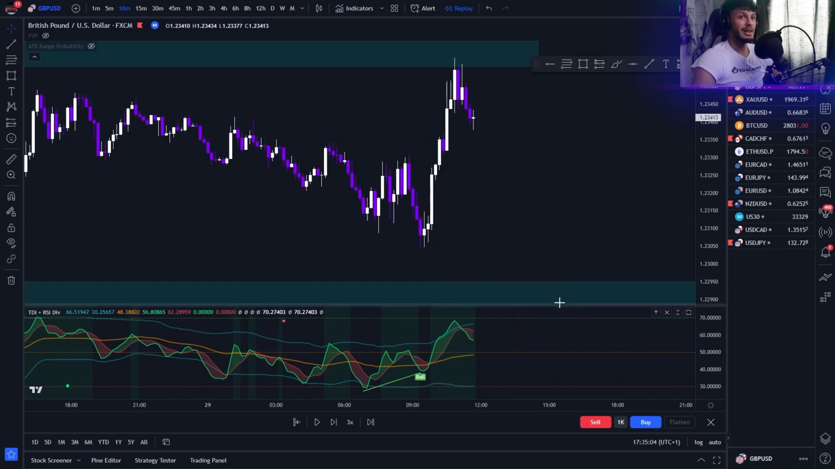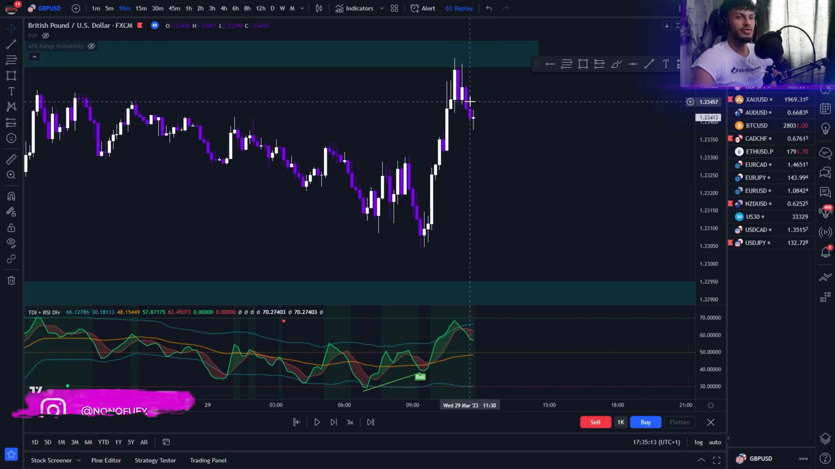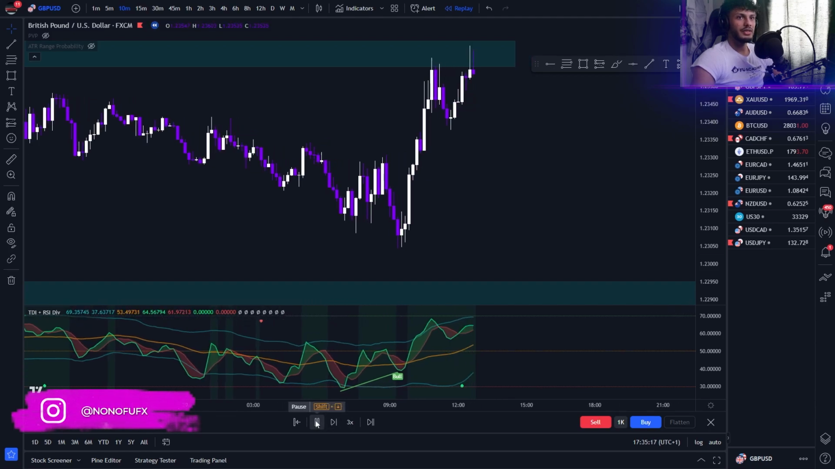Look, we went outside of the band. Essentially, you can say it's overbought, oversold. I don't really use these terms. I don't believe in these terms. But it went outside of the band, and then once again, it's going to come back up. It's essentially like the retest. But let's just let price do its thing.